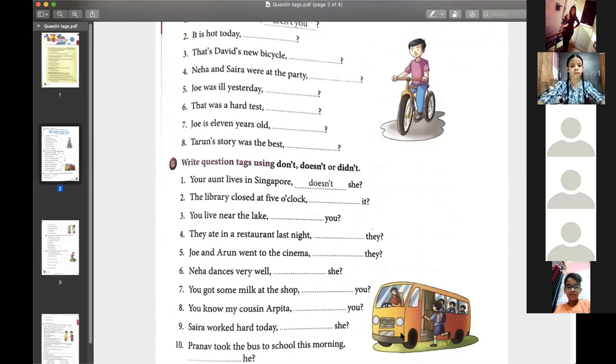Now, question number B says there is no helping verb or modal in the sentences. So you have to use don't, doesn't, or didn't. Your aunt lives in Singapore, doesn't she? Because it is a singular noun, singular verb, sorry. The library closed at 5 o'clock, dash it. What will come?